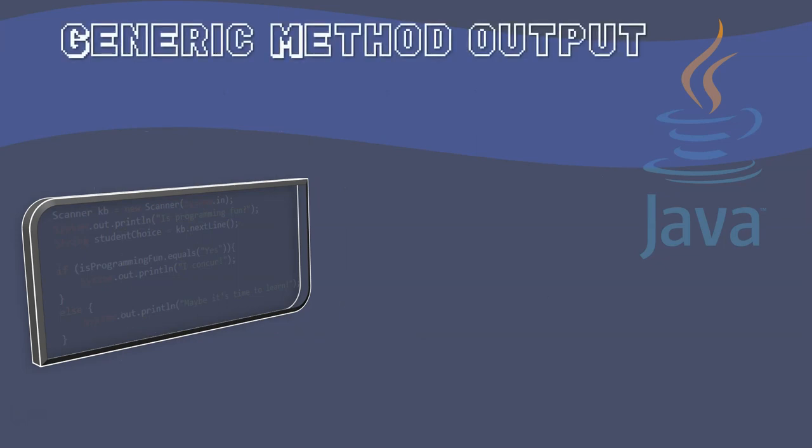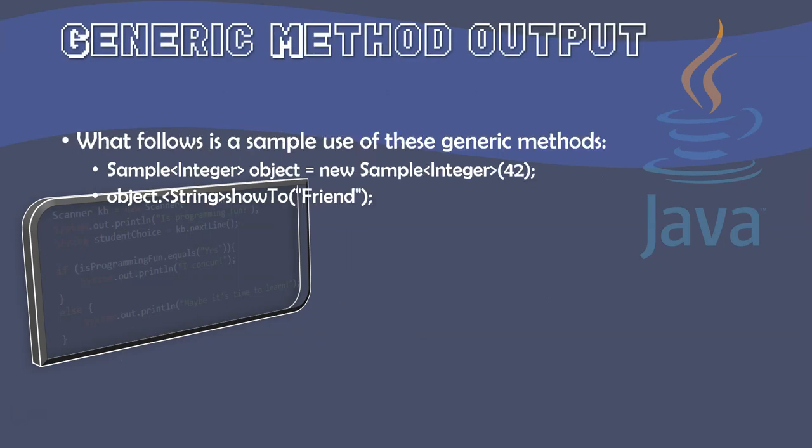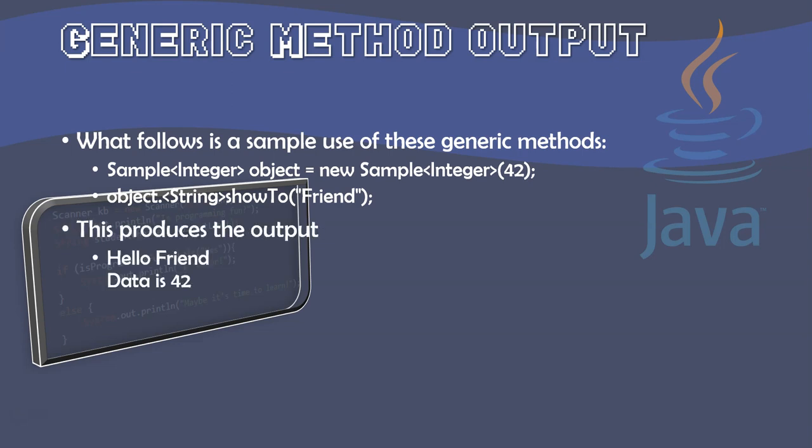Now, when we actually output that code, let's say we were running it, what would we see? Well, if we want to use those methods, let's say we pass an integer: the object is new Sample<Integer>(42), then object.<String>show2("friend"). It's going to produce the output: hello friend, data is 42.